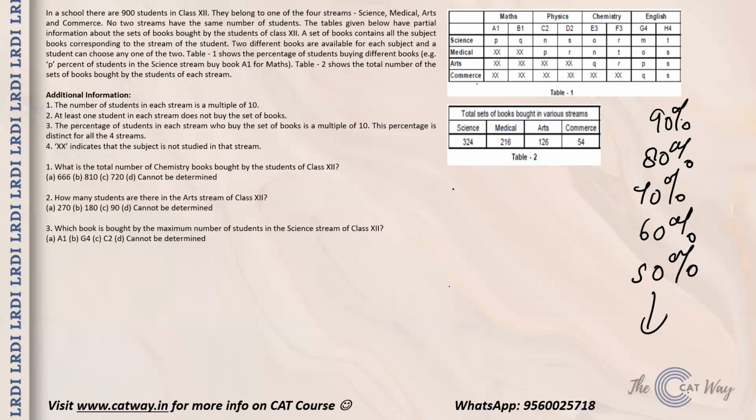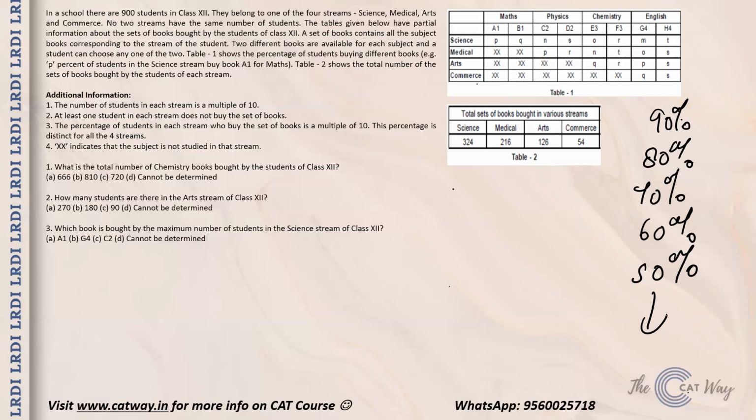Then the percentage of students in each stream who buy the set of books is a multiple of 10. Between streams also, it is a multiple of 10, like the percentage of students. That we have already done. And the percentage is distinct for all four streams, so the percentage of students who have bought the books from each stream is always different. That is also one thing we have to remember. And the fourth is XX indicates that the subject is not studied in that stream. Fine.